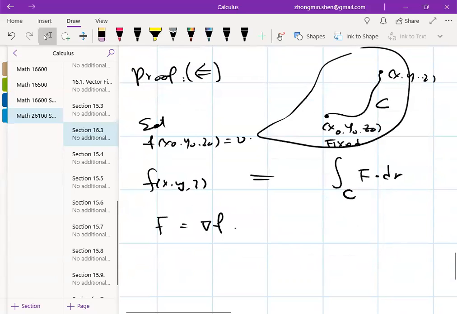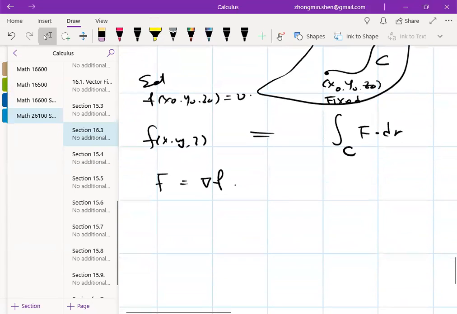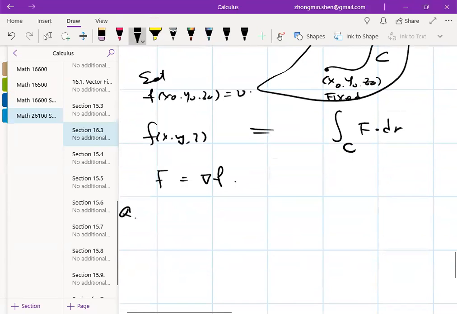Okay, so let's find such a function. This can be dimension 2 and could be dimension 3. In dimension 2, it's a little bit easier, you only have 2 variables, but the whole argument will be similar. Okay, let's look at the following example.